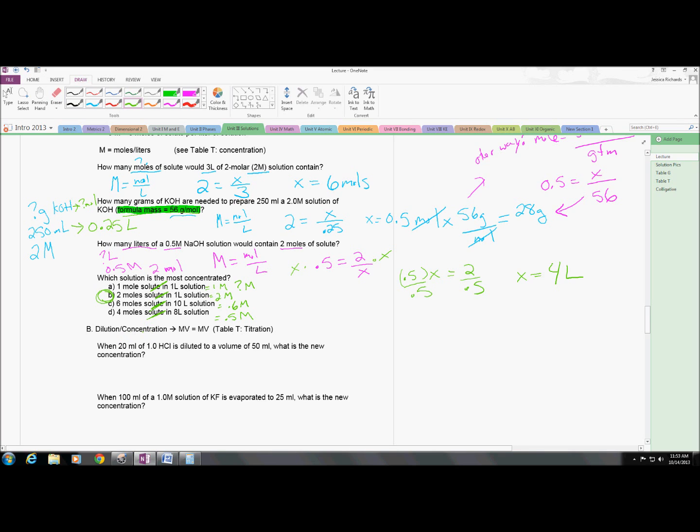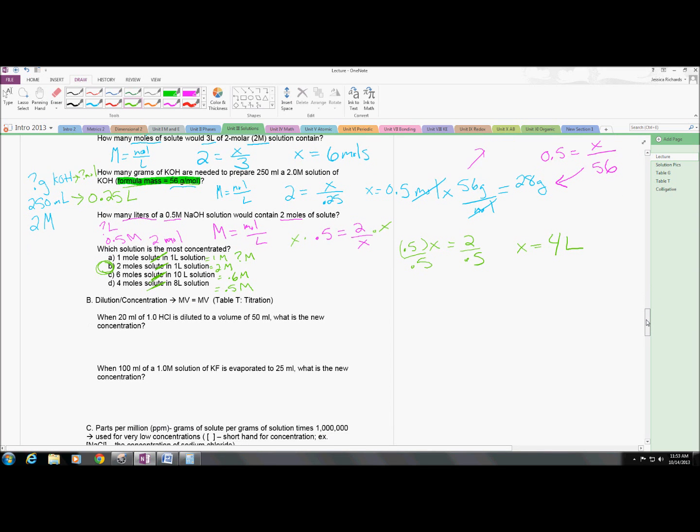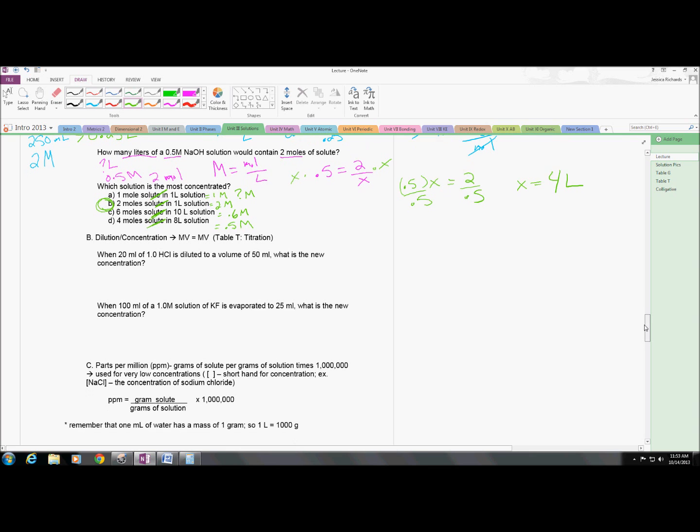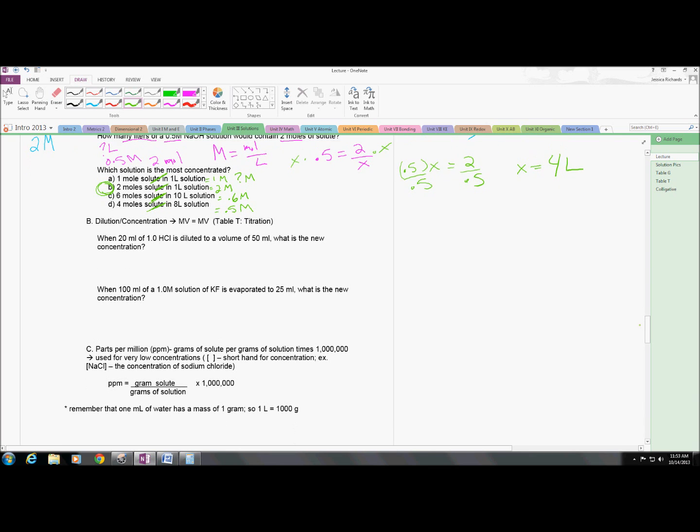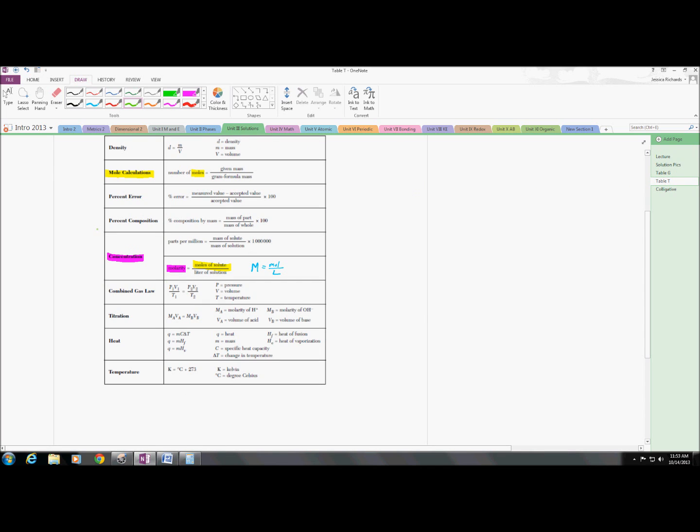All right, there's another equation that involves molarity on your reference table, and it's not always obvious that we can use it for these concentration problems because the box that it is listed under says titration. So let's take a look at that on Table T. Down here, titration.